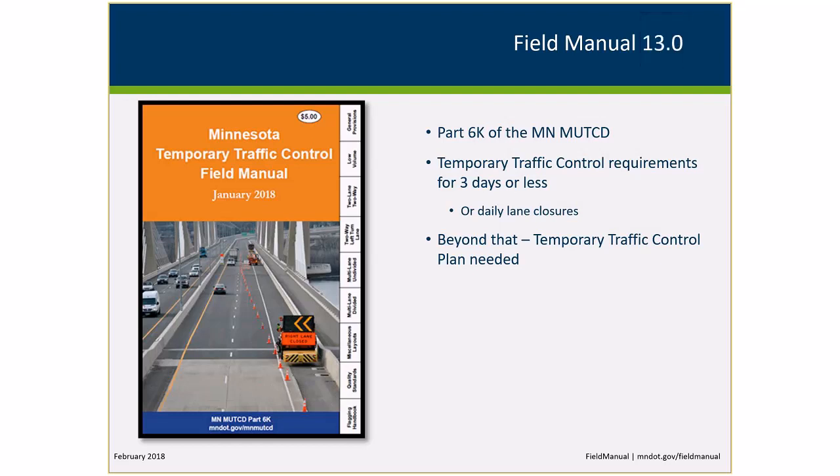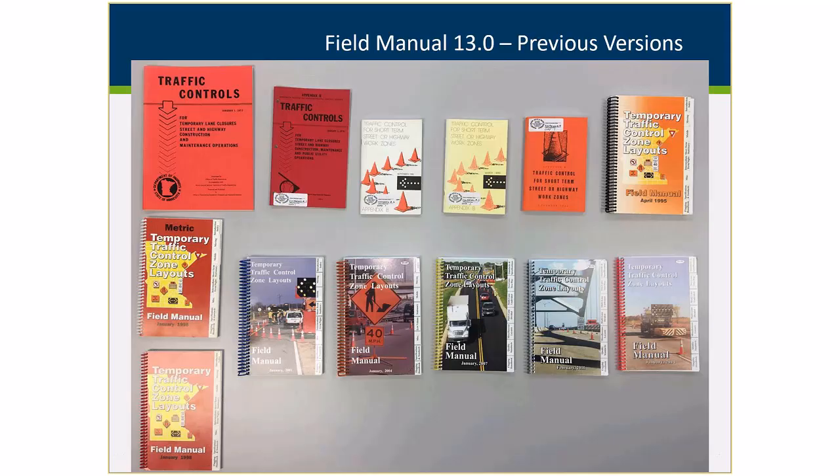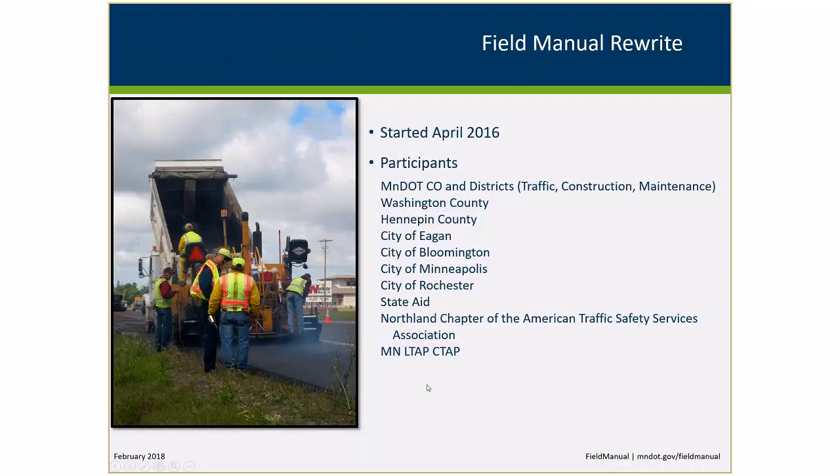This is version 13.0. There have been 12 previous versions of the field manual. Here is a slide showing them. The earliest one was published in 1972, and here are the other 12 versions. Notice that for their 1998 version on the left-hand side of the screen, we actually did have a metric version of the field manual. Just an interesting side note. But these are all the previous versions that we've been dealing with in the past.